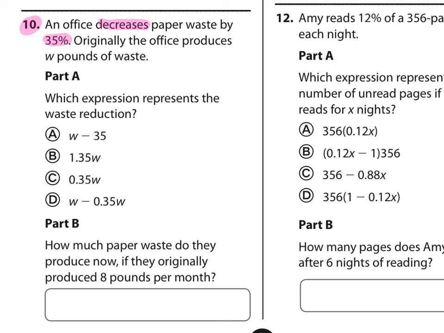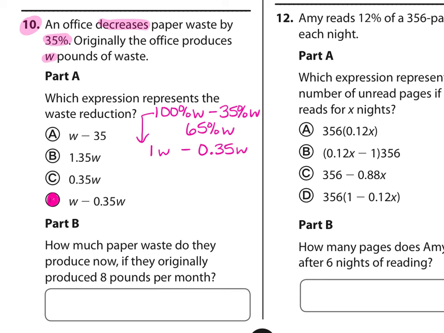Number 10. An office decreases paper waste by 35%. So it's a decrease of 35%. Originally, the office produces W pounds of waste. Which expression represents the waste reduction? Well, we started with all of the waste and we subtract or decrease 35% of the waste. So now we have 65% of the original amount of waste. And that's not an option, so let's look over here. 100% of the waste would be 1W minus 35% is 0.35 W. And notice that answer matches answer choice D.